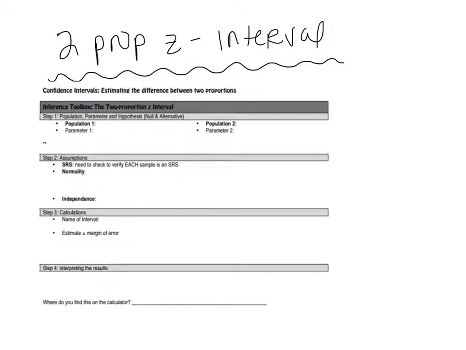Okay, video number 2, the 2 proportion z interval. So you already looked at the 2 proportion z test, so this is not that different. The first step is going to be all the same. We identify our population and parameters. Our assumptions are going to be slight. We still have SRS and independence. The only difference comes in the normality.